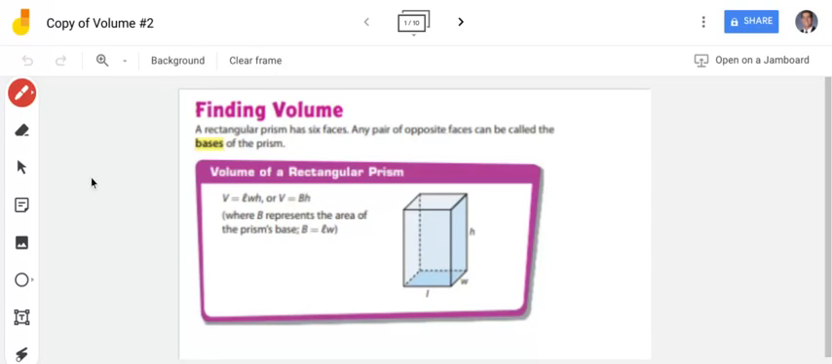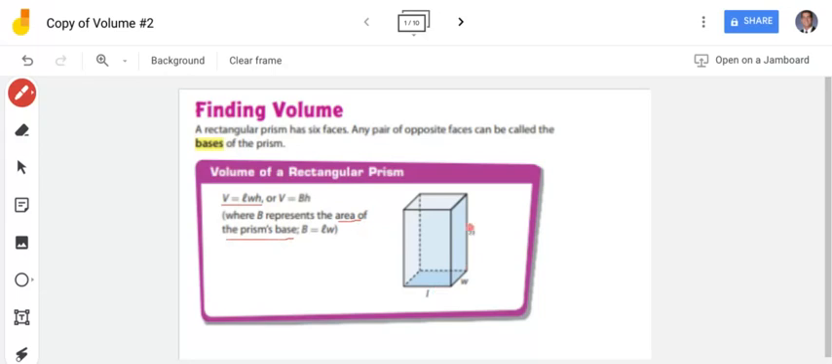Okay, I am here in volume number 2, Google Jamboard. Remember that when finding volume, we can use V equals length times width times height, or we could use V equals BH, where B is the area of the base, like it says here. B is the area of the prism's base.